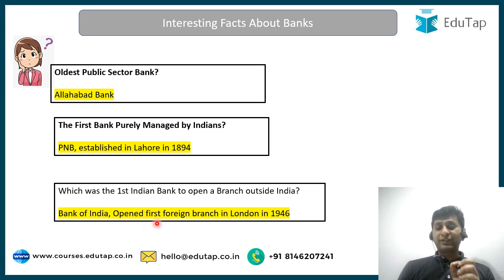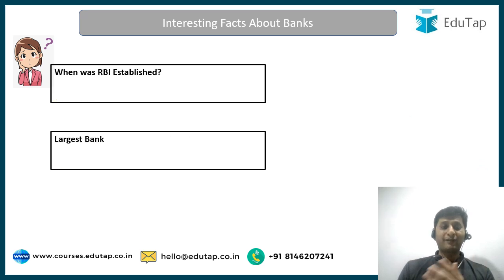It opened its first foreign branch in London in 1946, even before we got independence. So I don't know what the idea could have been, but I think a lot of Indians at that time were residing in England, right? So Bank of India might have thought of encashing upon that opportunity. Right. So let's do some more trivia questions.